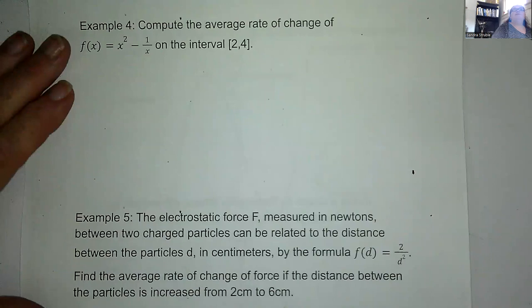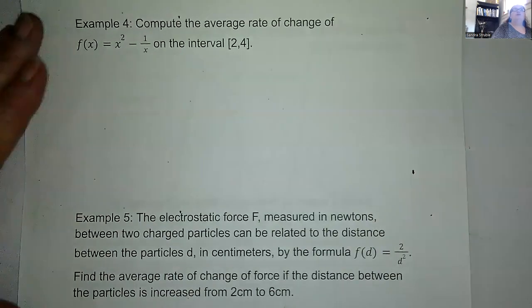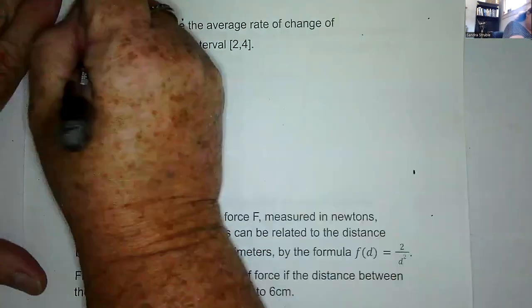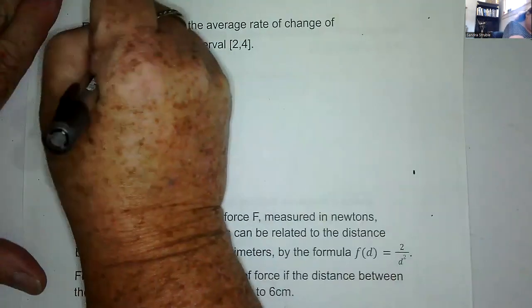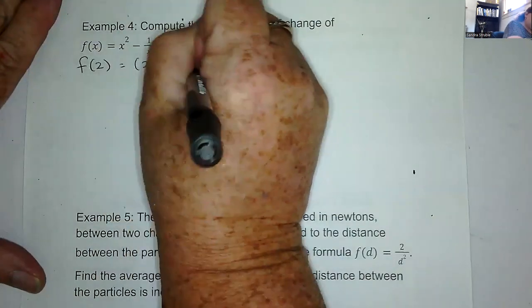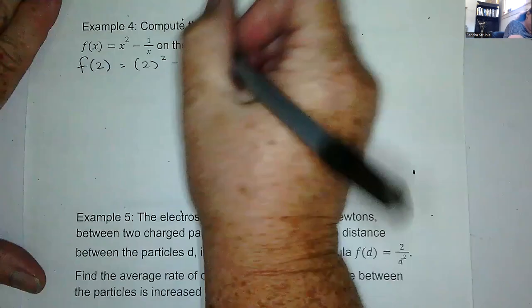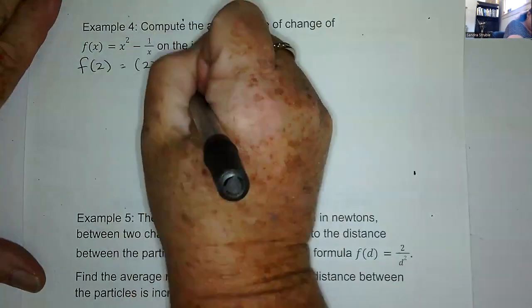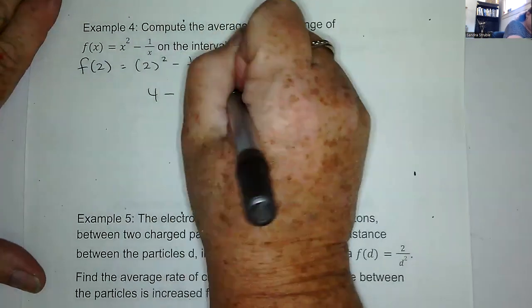Example 4, compute the average rate of change from the function f of x is equal to x squared minus 1 over x on the interval. So that's between where the domain or the x values are between 2 and 4. Those are both x values. So the first thing I'm going to do is find f of 2. And that's just 2 squared minus 1 over 2. All right, which is, I'll just go up here, 4 minus 1/2, which is 3.5.